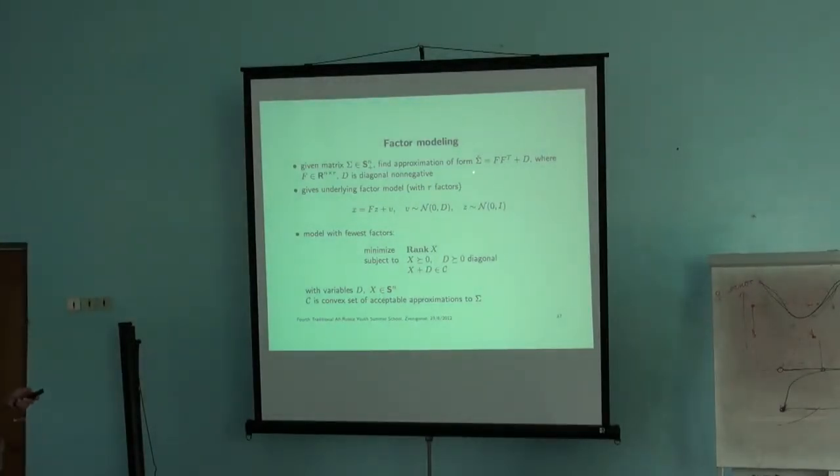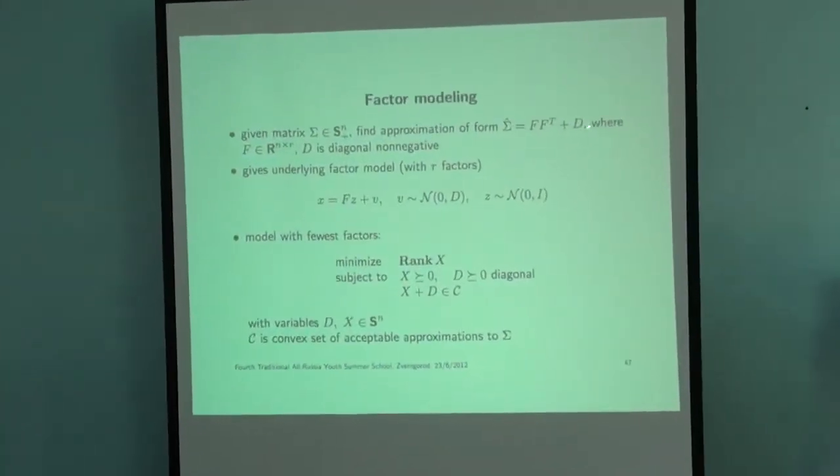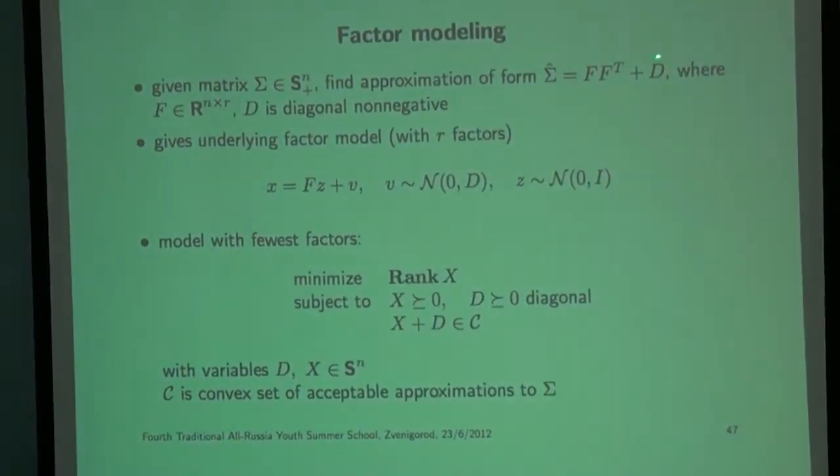Oh, by the way, if D is a multiple of the identity here, then it's trivial to express something this way. It's called the eigenvalue decomposition, right? So that problem is easy, if this has that form. But when the entries vary, it's actually hard when they have different entries. So here's a model with the fewest factors, you write it this way. X plus D is your total approximation of sigma or something, and sigma is in C, and that's the idea.